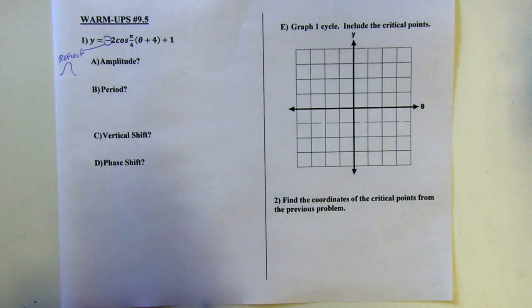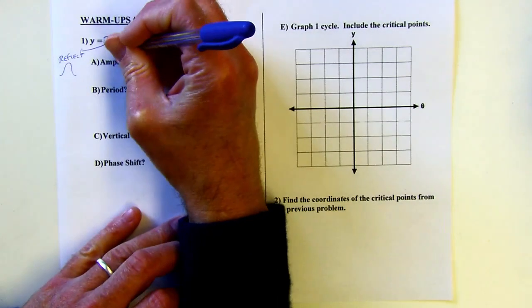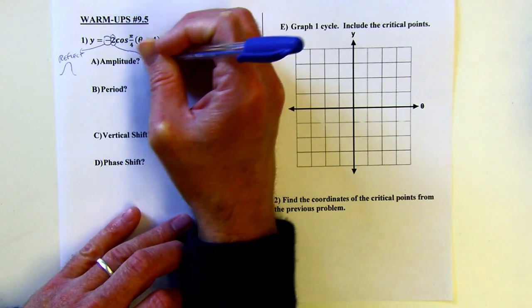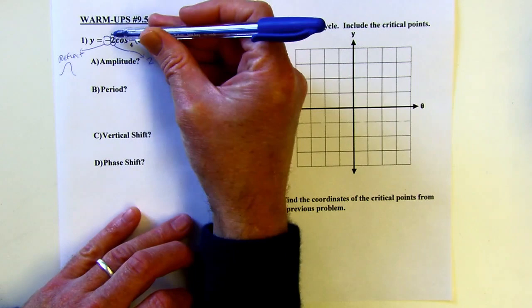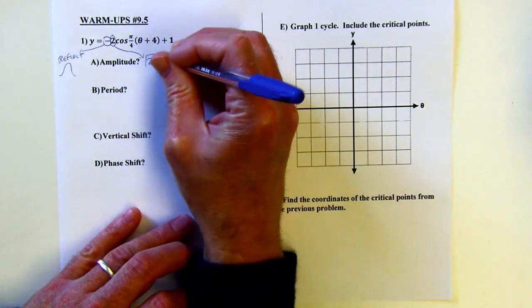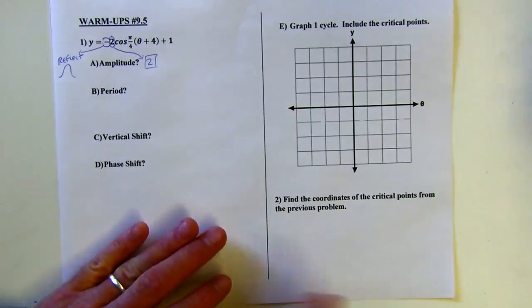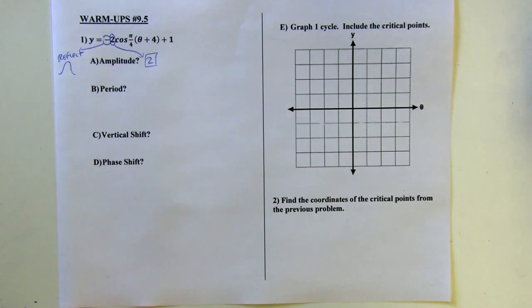All right, then the amplitude is this coefficient. The amplitude is always positive, so even though there's a negative in front of the two, amplitude is positive because it's referring to a distance, okay?